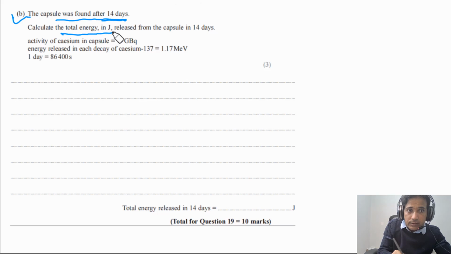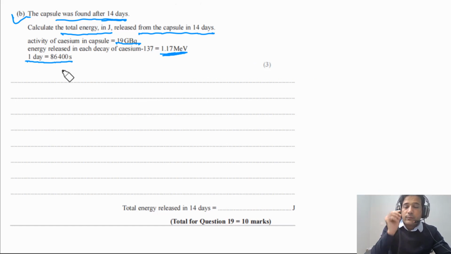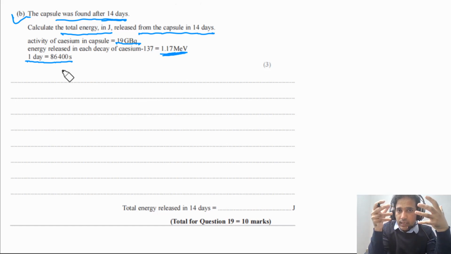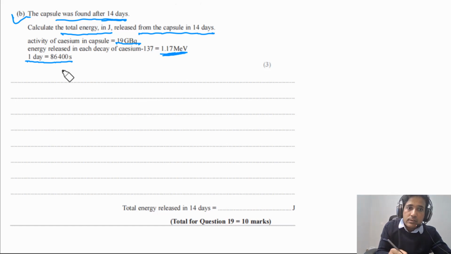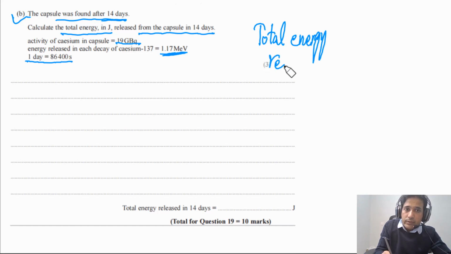Calculate the total energy in joules released from the capsule in 14 days. The activity of the cesium capsule is given to us. The energy released in each decay of cesium is 1.17 mega electron volts. 1 day is equal to 86,400 seconds. So when you read the question, how can we answer? What do we need to calculate in this case? We need to calculate the total energy released, and the answer should be in joules.